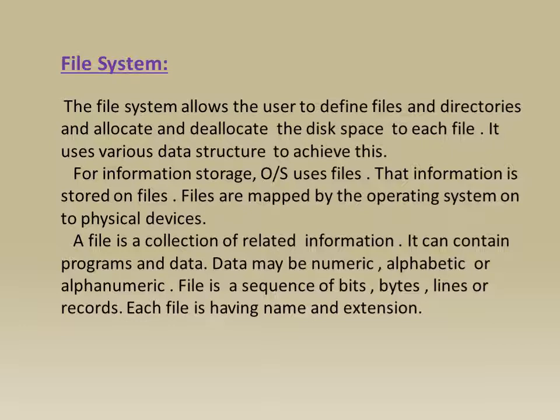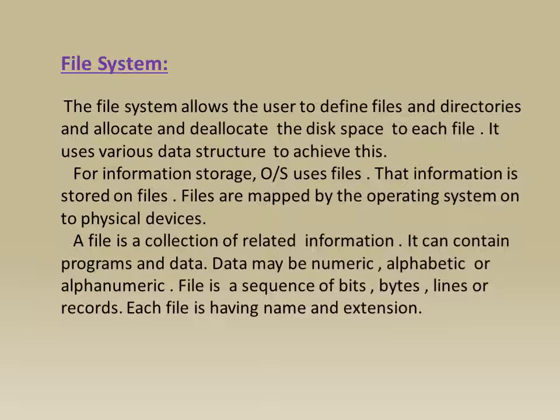These files are mapped by the operating system onto the physical devices. The files in which we store the data actually reside, or are stored, on physical devices like the hard disk, and this is done by the operating system. A file is a collection of related information. It can contain programs or data. Data may be numeric, alphabetic or alphanumeric, that is, numbers or characters or a combination of both.